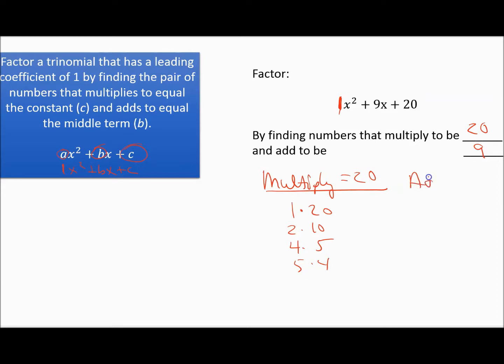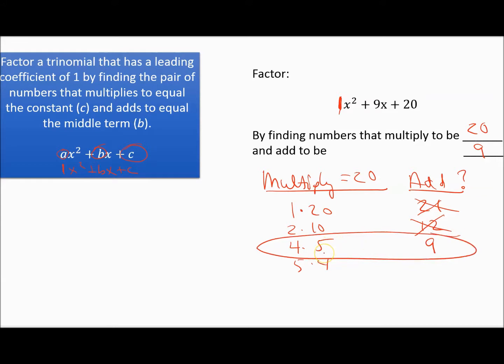Well, what do they add to be? Okay, that's the question. Well, 1 and 20 add to be 21. Well, that's not what we need, right? 2 and 10 add to be 12. Well, that's not what we need, right? 4 and 5 add to be 9. So 4 and 5 multiply to be 20 and add to be 9.